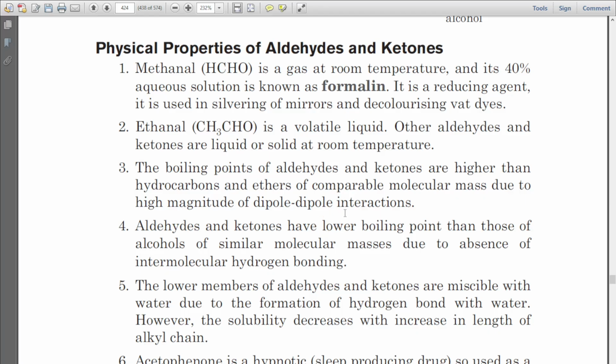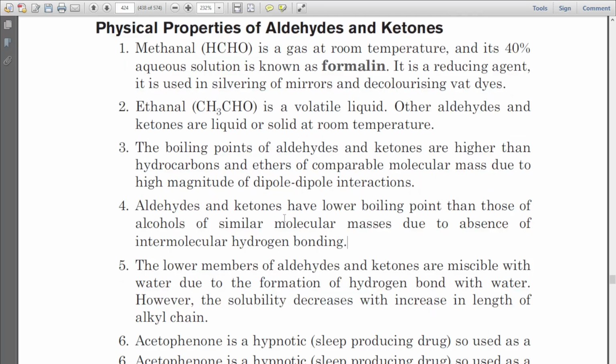The boiling points of aldehydes and ketones are higher than hydrocarbons and ethers of comparable molecular masses due to the high magnitude of dipole-dipole interactions. This is a key point for your assertion-reason statements, so kindly remember that. Aldehydes and ketones have lower boiling points than alcohols of similar molecular masses due to absence of intermolecular hydrogen bonding. So the order follows: alcohols, then aldehydes, then ketones, then ethers, and then alkanes.